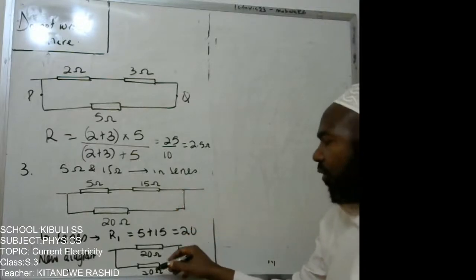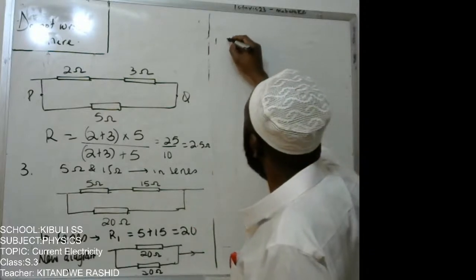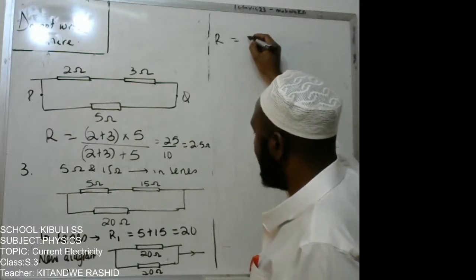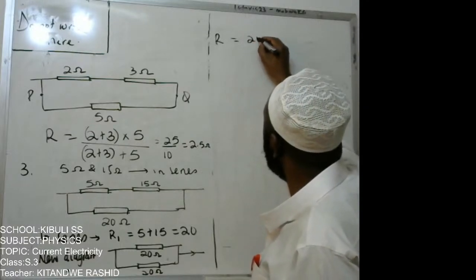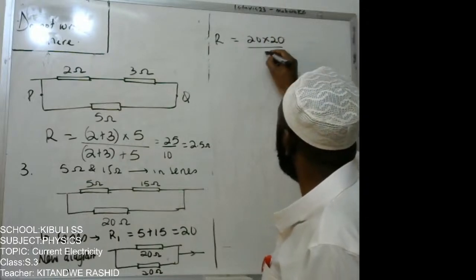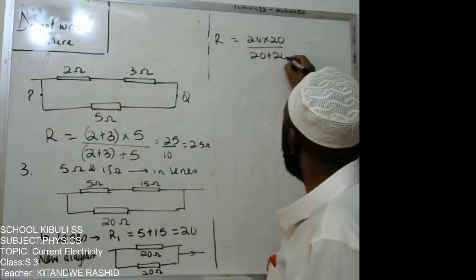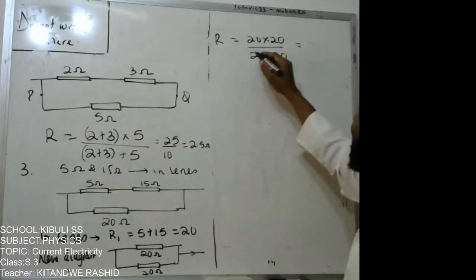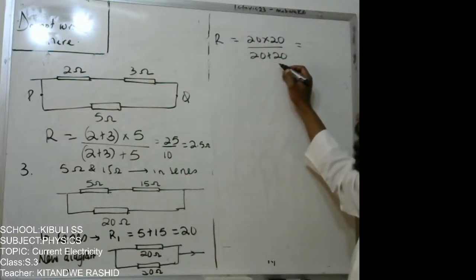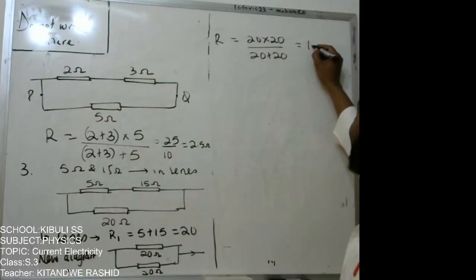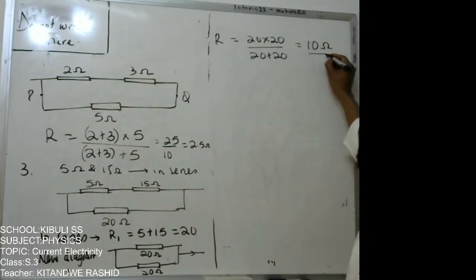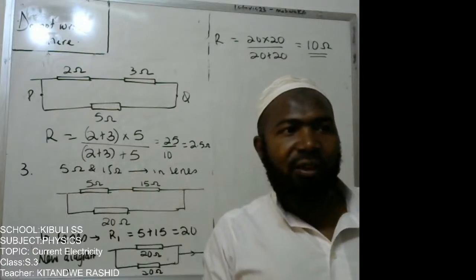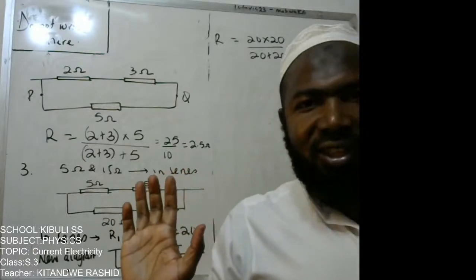So now there are two resistors in parallel. So the final resistance is product over sum, which is going to be 20 by 20 over 20 plus 20. And the answer turns out to be 400 over 40. So the answer is 10. So that is 10 ohms. Hoping by now getting effective resistance is not a serious challenge.